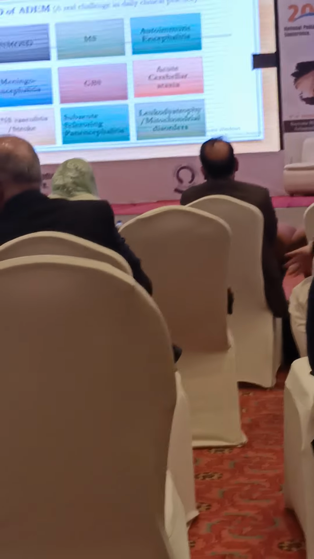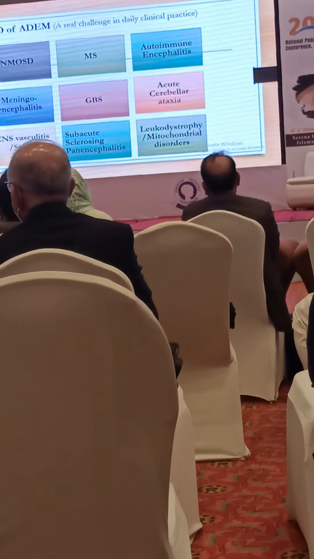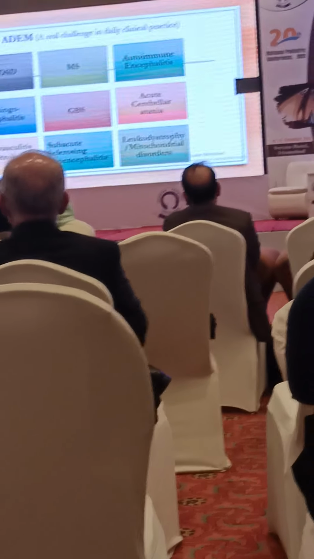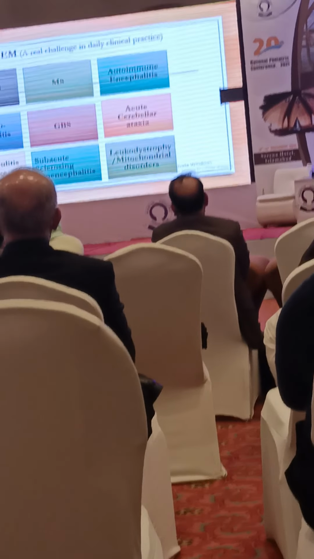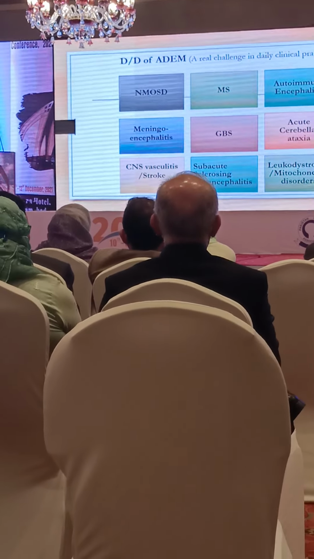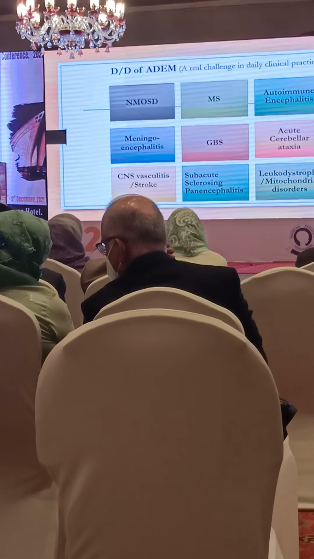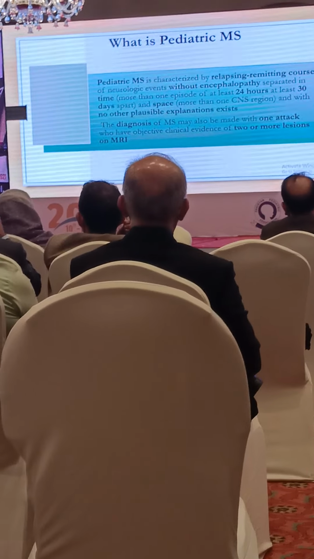The other differentials are CNS vasculitis, stroke, autoimmune encephalitis, and it has to be differentiated from other demyelinating disorders. If there is no involvement of the spinal cord, then it should be differentiated from GBS and cerebellar ataxia. And sometimes ADEM must be differentiated from inherited causes of demyelination.